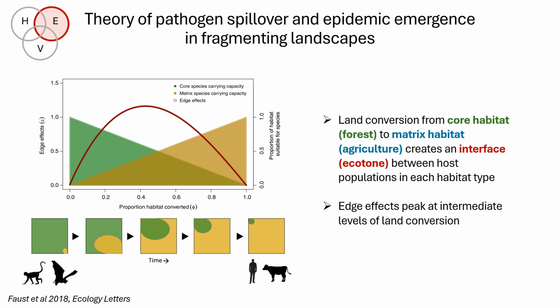in fragmenting landscapes. So this is a nice paper by Christina Faust from a few years ago, which basically built a toy model to show what happens if you convert habitat from a predominantly green, forest habitat, shown in these bottom squares here on the far left, all the way to a predominantly human habitat. At what point do those edge effects peak? And what does that mean for the risk of pathogens spilling over? And what does that mean for the risk of pathogens igniting into epidemics? And so what we see here in this red line is that edge effects peak right when you're halfway through this conversion process of a landscape.